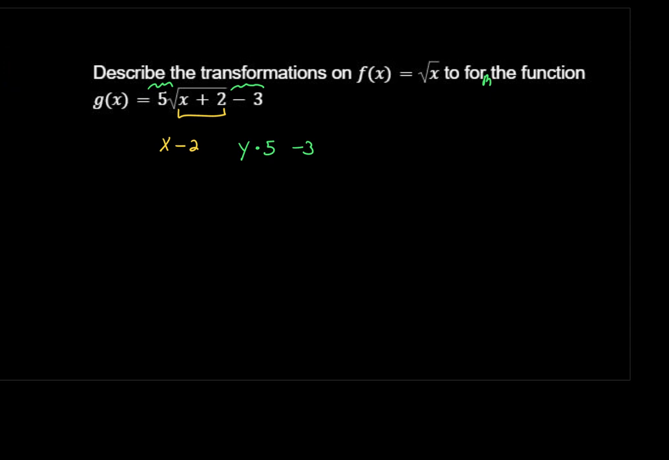To describe it, I'm going to start with multiplication and division. So multiplication and division here creates a dilation or a reflection. Now it's a dilation if it changes the value of the number. If we multiply by 5, the value of the number will be changed. So we do have a dilation.